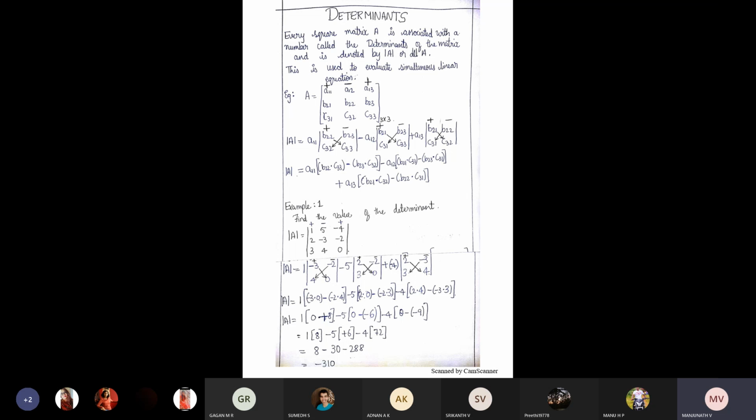Next, we are going for 1, 2 now. Next, 1, 2: first row, second column, and second column. Similarly, if you say 1, 3, it is equal to first row and third column. First row and third column.